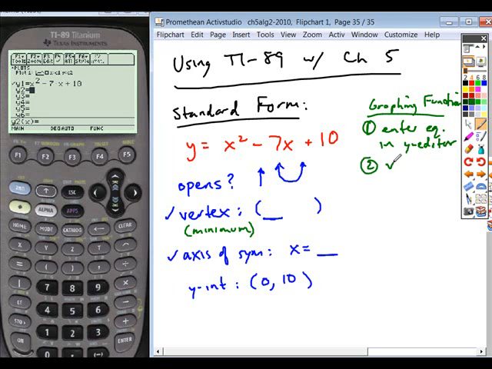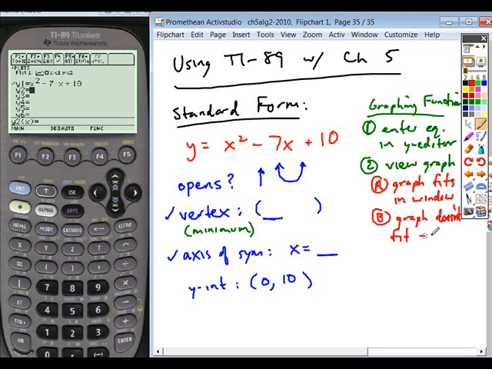Okay, now, two things will happen. One of two things will happen. Either the graph will fit in the window. If that's the case, you can move on and you can answer these questions. Okay, but if the graph doesn't fit, what you need to do is adjust the window settings. And we've done this before, right? You guys know what I mean when I refer to that. Okay, if the graph doesn't fit, let's take a look and see if this graph does.